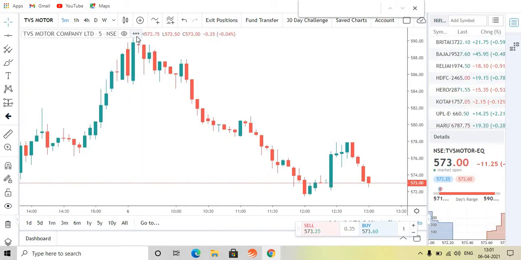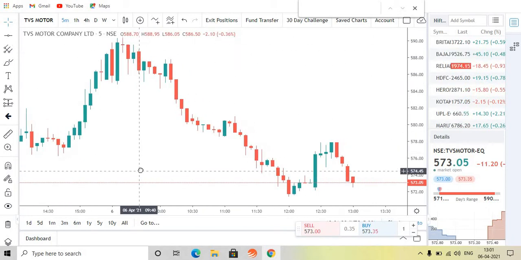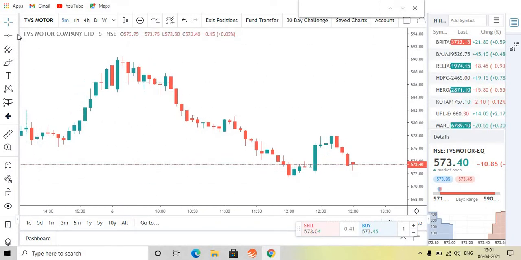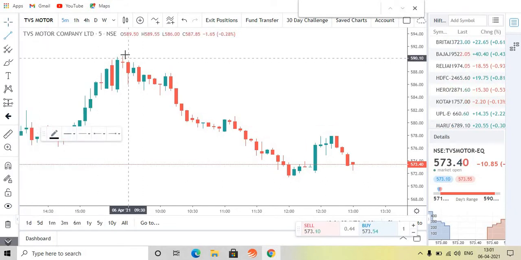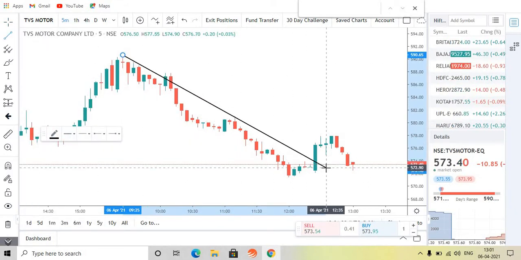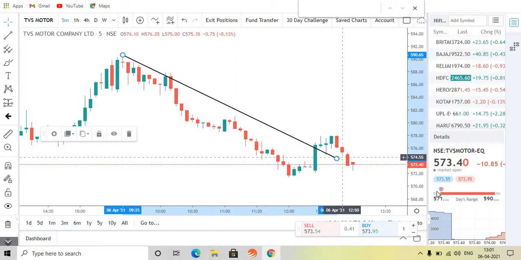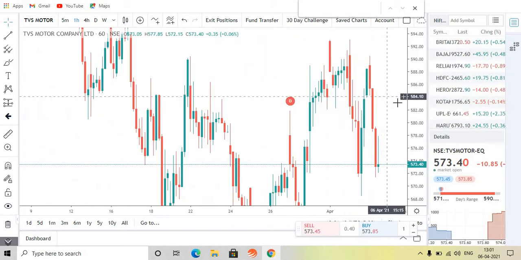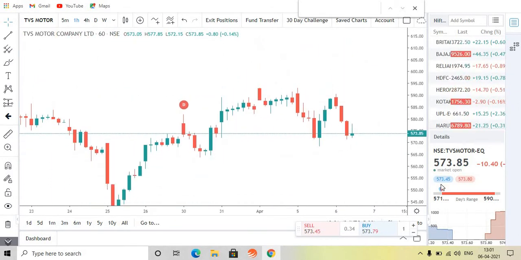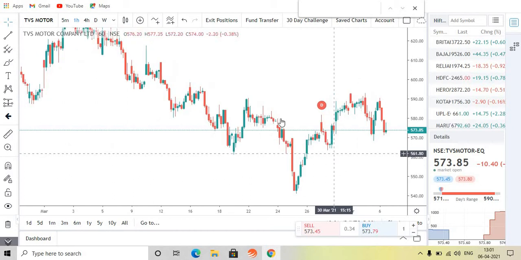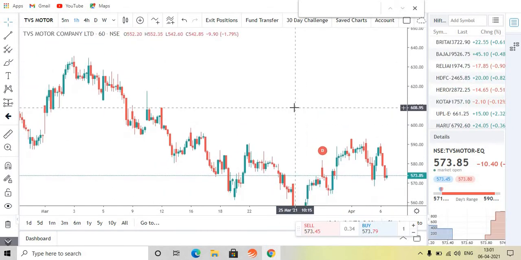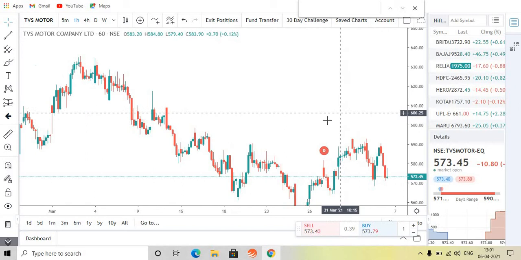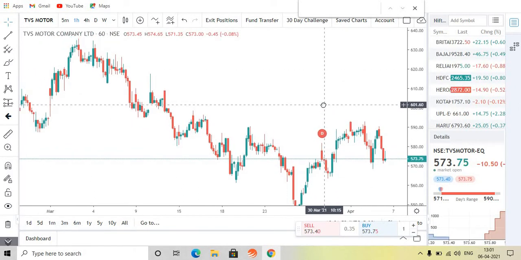If I am seeing a 5 minutes chart here, the market is clearly in a downtrend. How am I saying it is a downtrend? I just draw a trend line. You can see here that the market is going in a downtrend. This is in a 5 minutes chart, but I am going to switch to a 1 hour chart. So how is the market looking now? In the 1 hour chart, the market is consolidating. How am I saying it is consolidating?